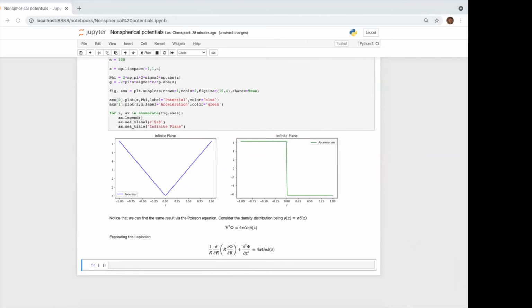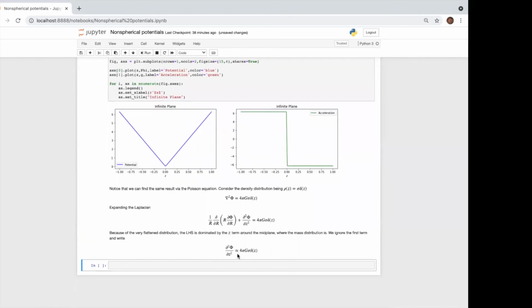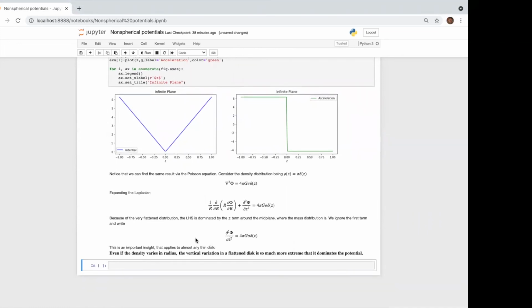Now, because of the very flattened distribution, the left-hand side is dominated by the z term around the midplane. That's where most of the variation happens. So we can ignore the radial term and write the Poisson equation with only the vertical term, approximating that by the right-hand side. Now, I want to make a pause here because this is a very important insight that applies to almost any thin disk. Even if the density varies in radius, the vertical variation in a flattened disk is so much more extreme that it's going to dominate the potential.